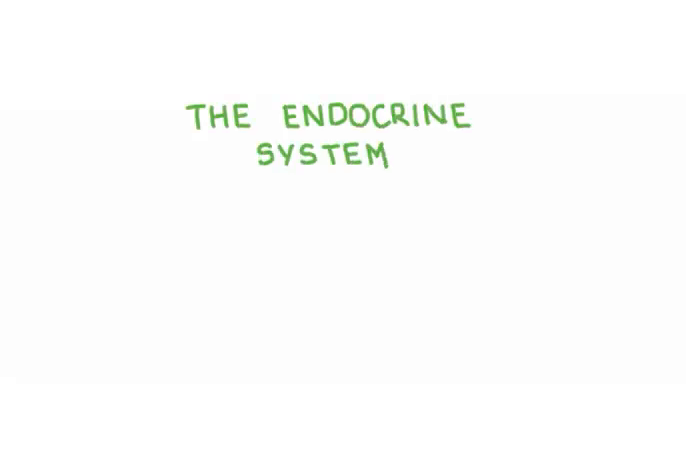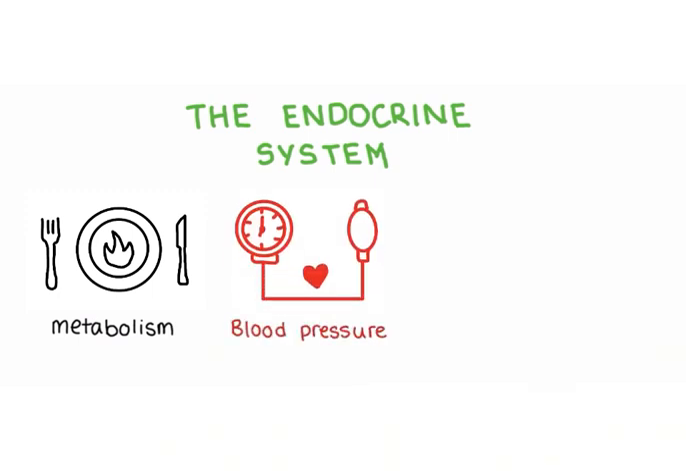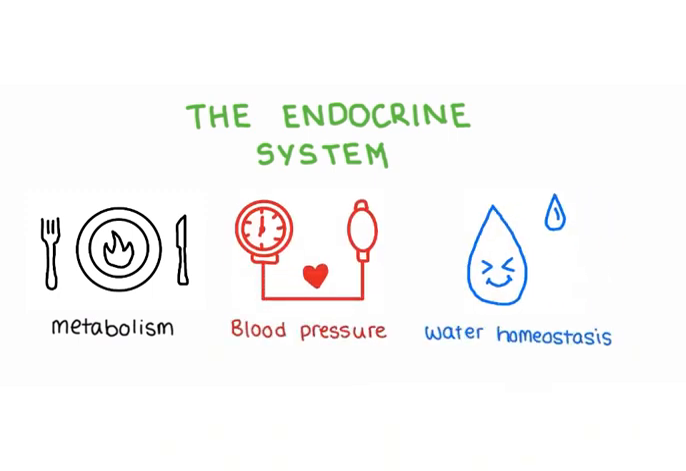The thyroid gland is part of the endocrine system, which is one of the most important regulatory systems of our organism, along with the nervous system and the immune system. It regulates our metabolism, blood pressure, water homeostasis, and many other functions necessary for survival. Endocrine cells secrete hormones.